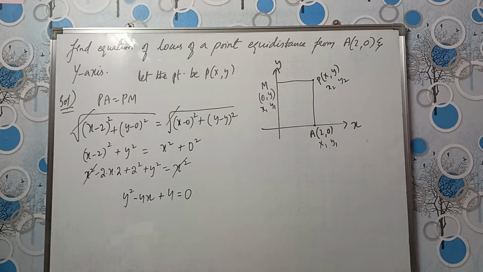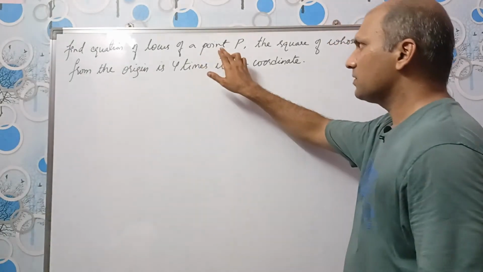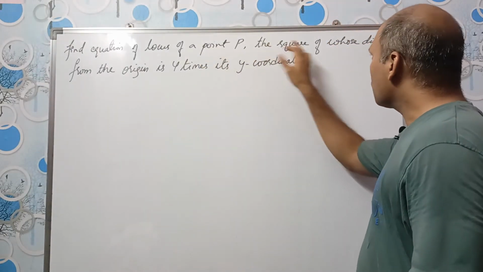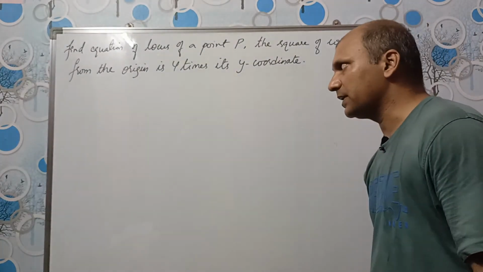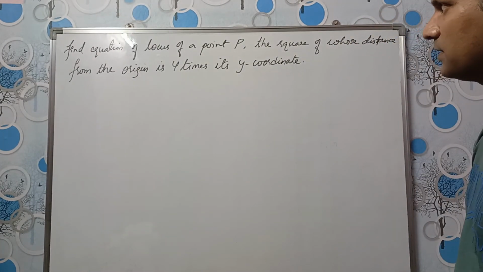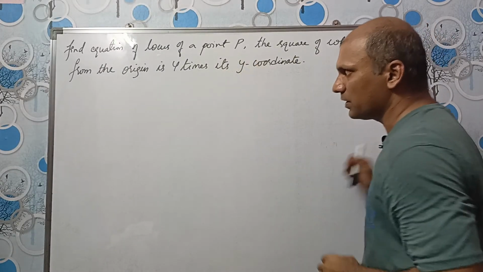Find the equation of the locus of a point P, the square of whose distance from the origin is 4 times its y coordinate. What do we mean by this? See, the square of whose distance from the origin.